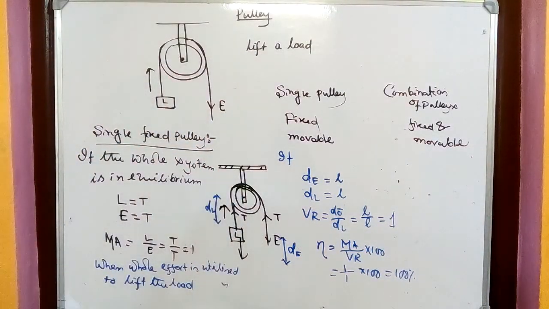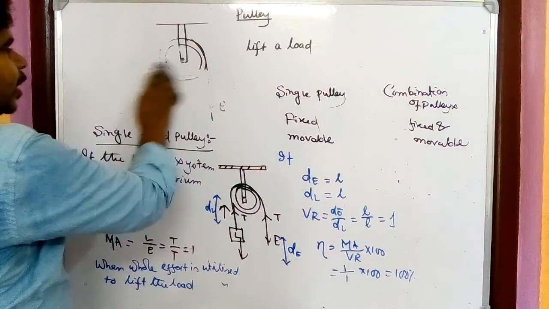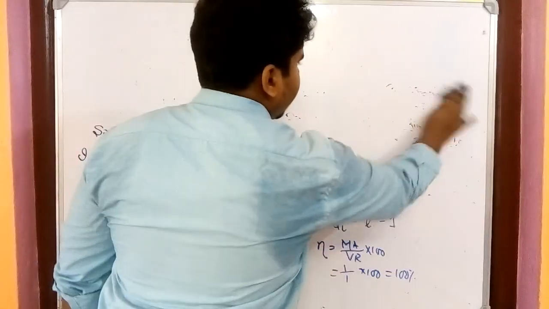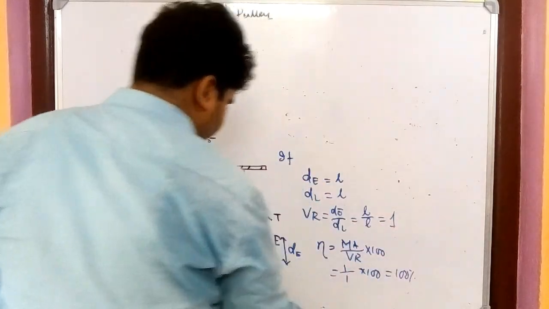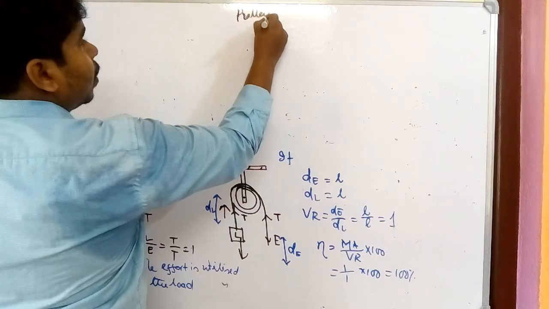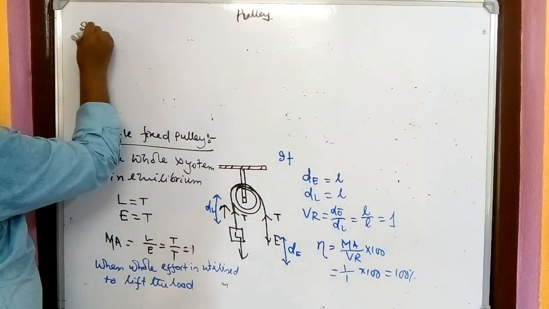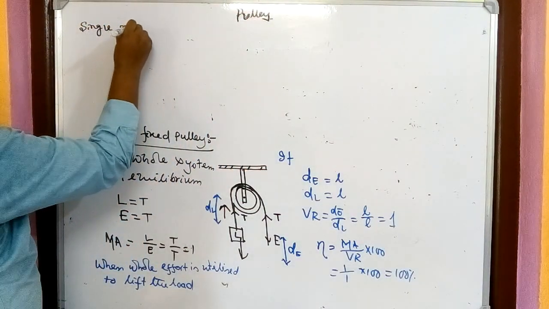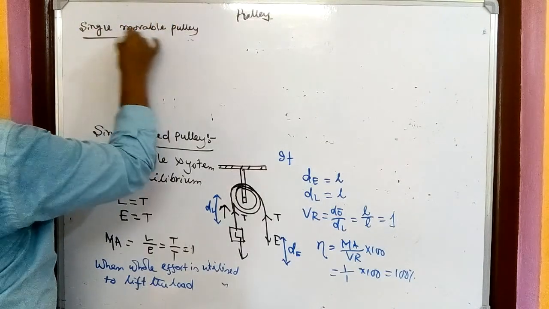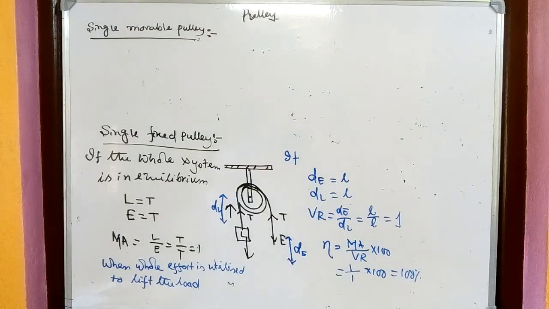Now we have to learn the next part, where I use a single pulley in a movable condition. So our next target is the single movable pulley. Let's see how it looks. So we are talking about the single movable pulley.